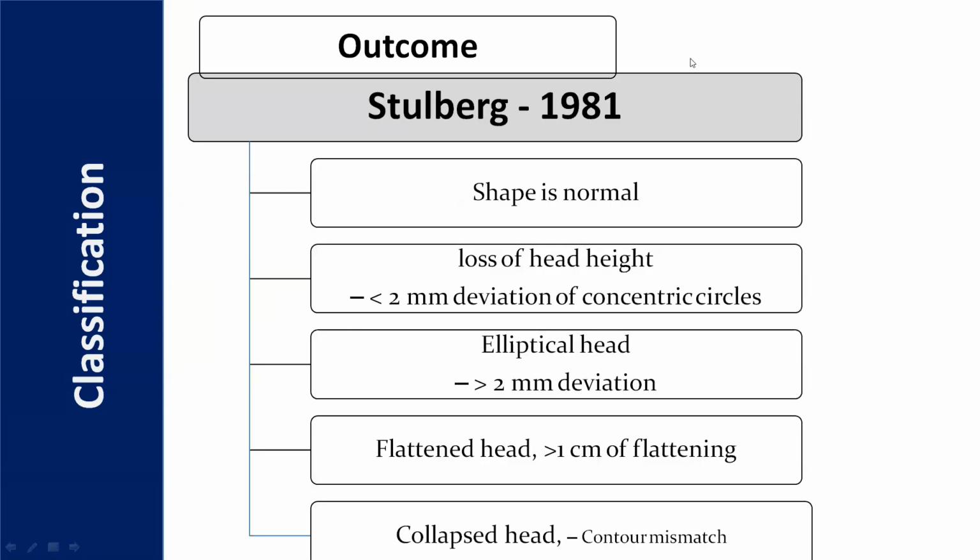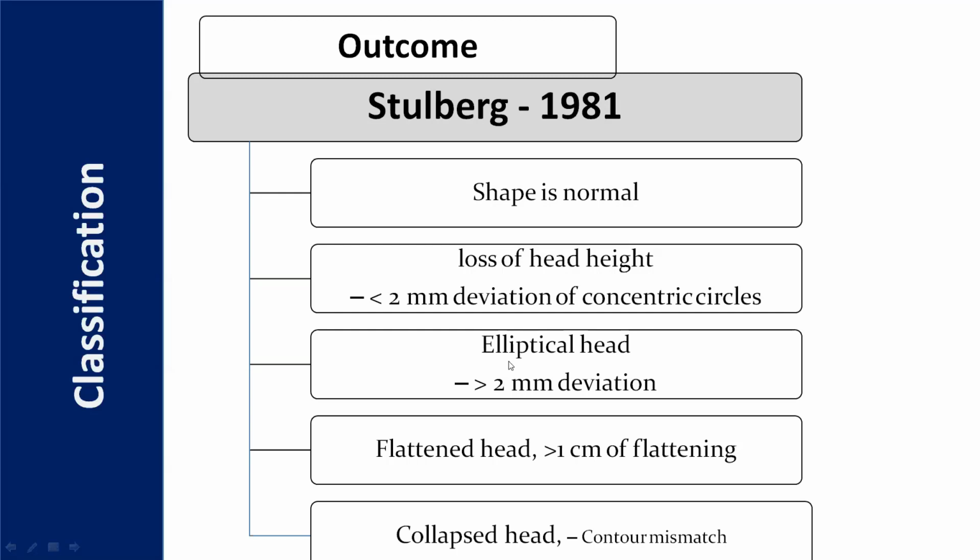Then one of the most famous classifications for measuring the outcome is the Stulberg classification. He placed 5 points. The first grade, he said that the shape of the femoral head is normal. It's spherical all through. At the second stage, there's a loss of head height, but it's less than 2 millimeters deviation of the concentric circles. So it's exactly like Mose. We just use his circles again.